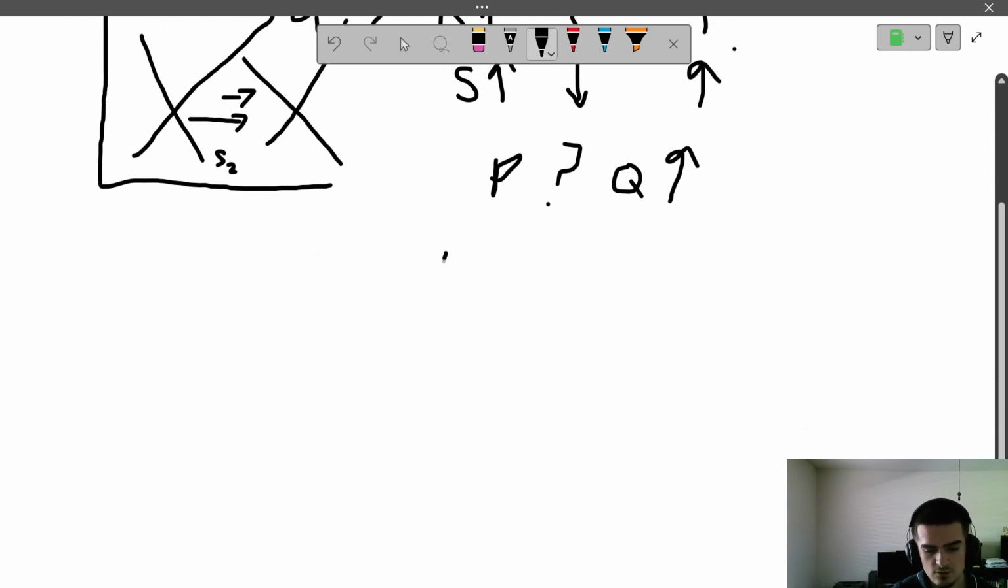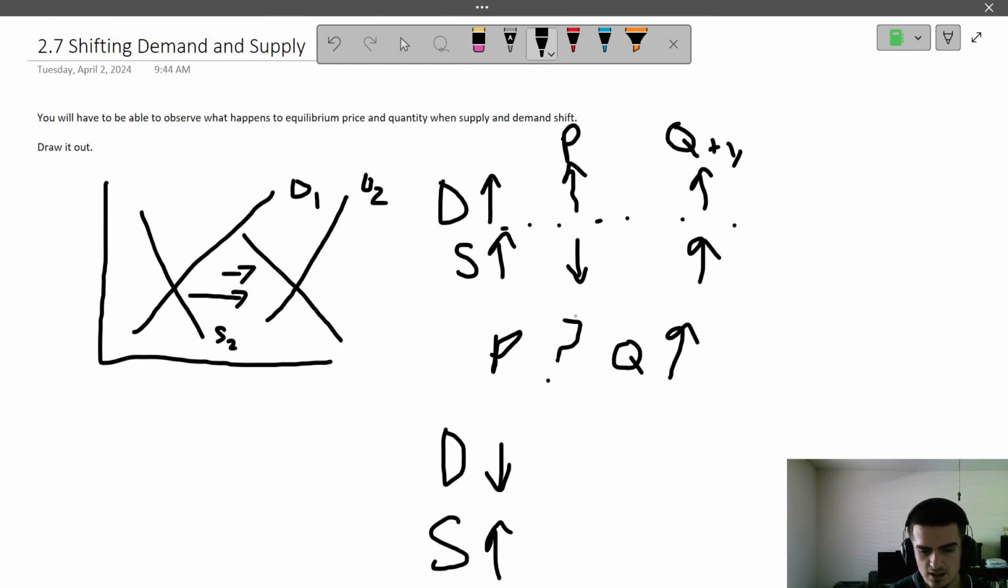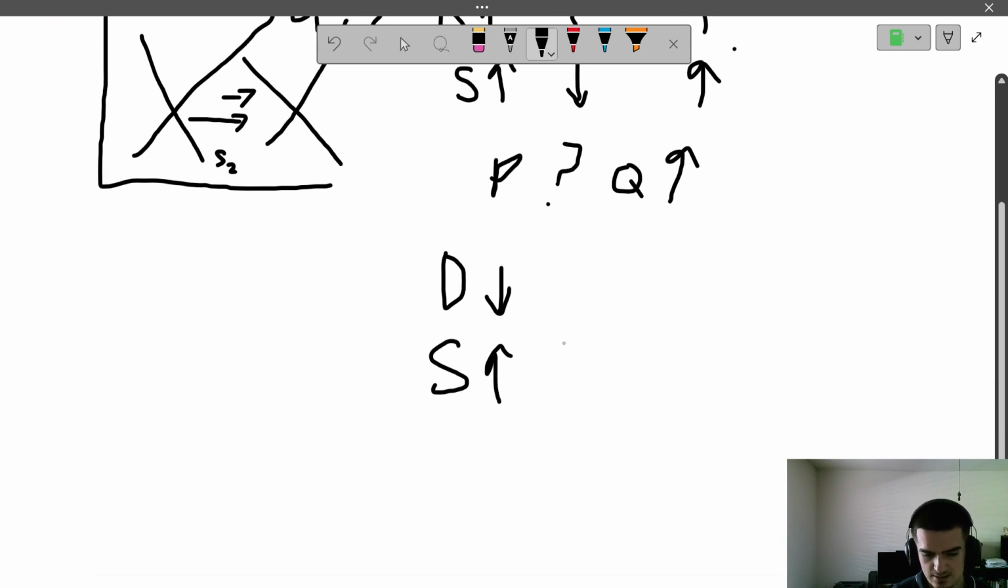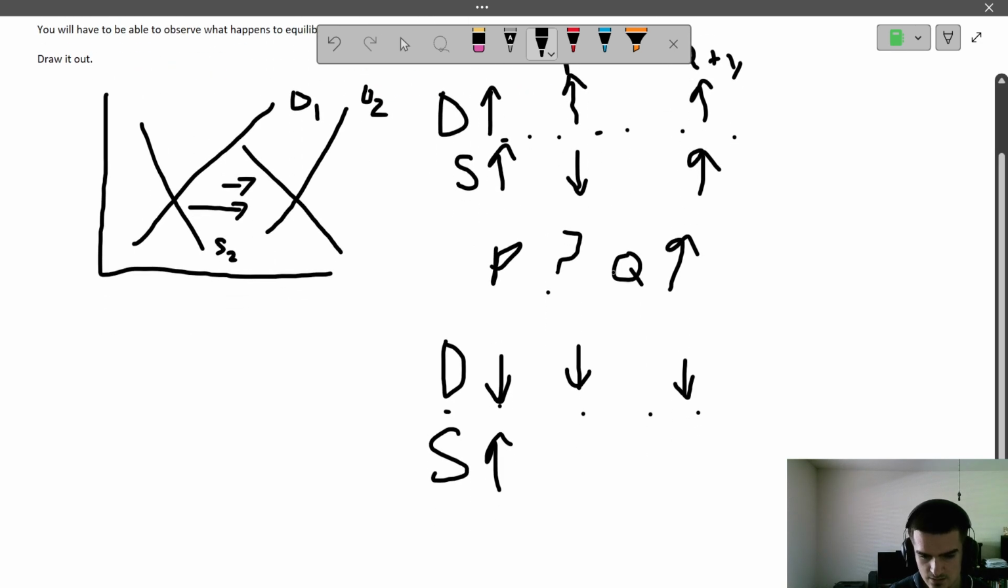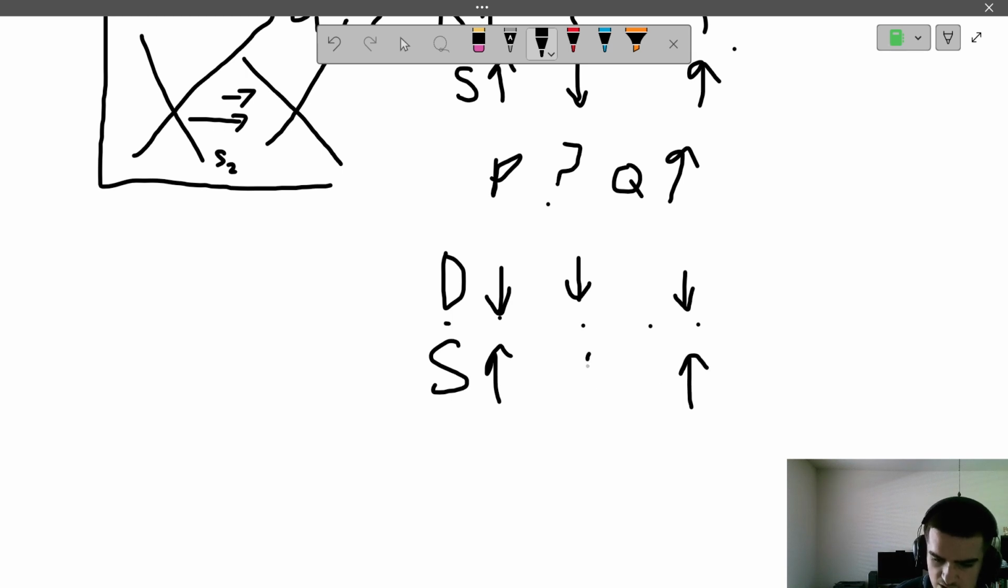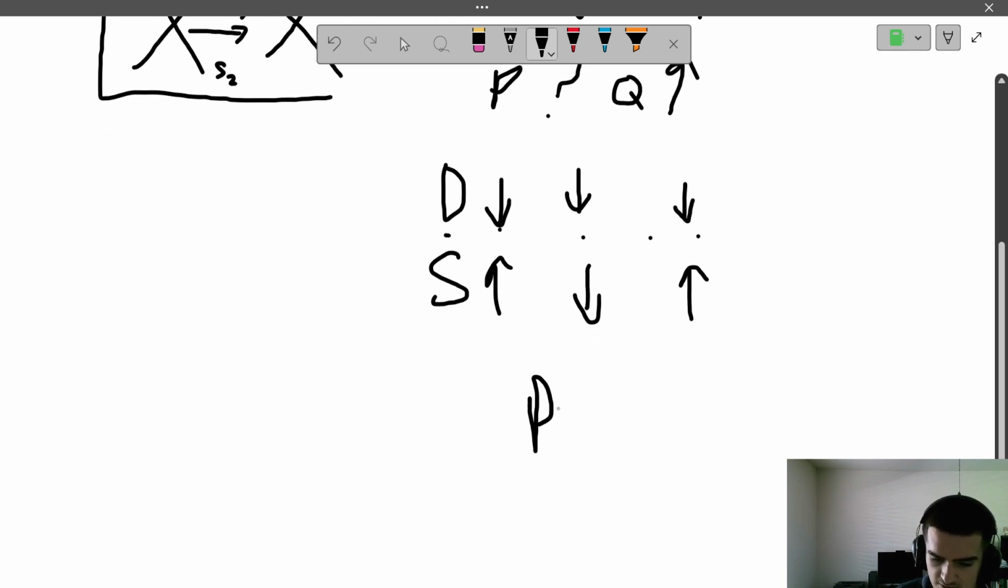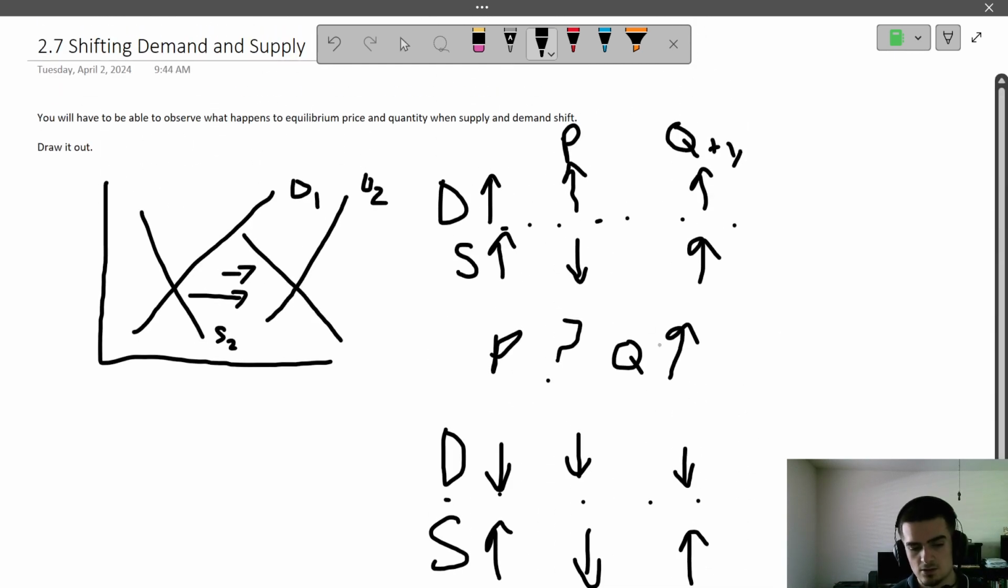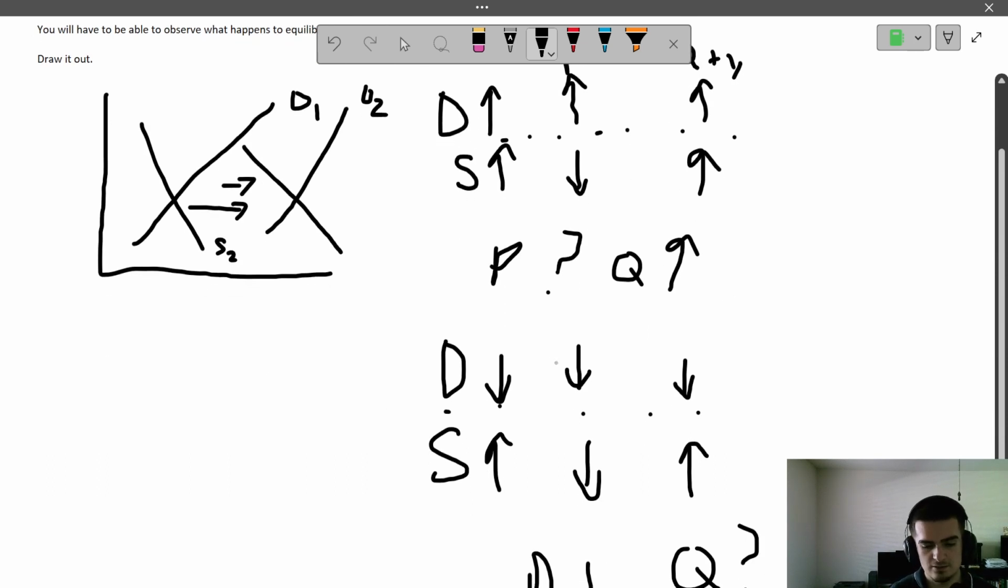So they could give you any combination of demand and supply. So maybe where demand increases, supply increases. Where demand decreases, quantity decreases, and price decreases. For supply, quantity will increase if supply increases, and price will decrease. So therefore, price will definitely decrease, and quantity we don't know. So this is just a practice thing. You have to do it over and over and over again until you understand it.